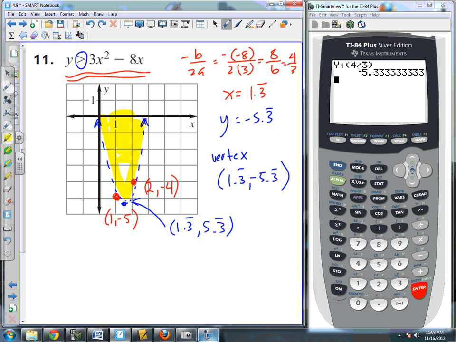Again, the hardest part about that one is the vertex, and that was just a quick and easy way to do that. So hopefully this helps you when you try the rest of your homework.